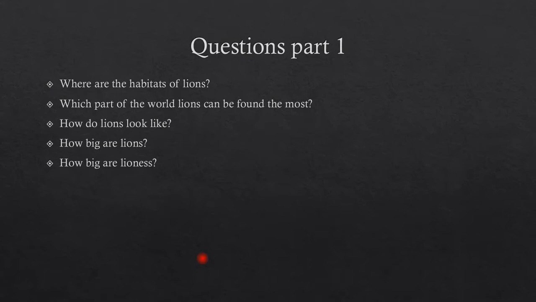The first one is where are the habitats of the lions, and then the second one is which part of the world lions can be found the most, and then the third one is how do lions look like, and the fourth one is how big are lions, and then the last one is how big are lioness. So those questions, the answer is in the text. So you don't have to be scared about where you can find the answer. So now we go to the key answer.